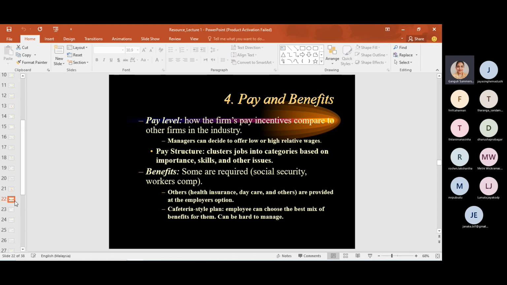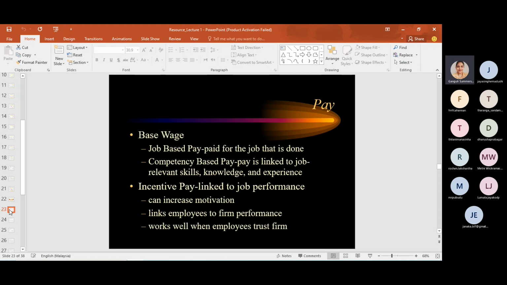So this cafeteria style plan is really good for the employees because they can choose the benefits as they prefer. But for the organization, it will be hard to manage because of the diversity of choices. But for the employee, it's really good because you get to choose what you like. Okay, and now we'll talk a little bit about pay.